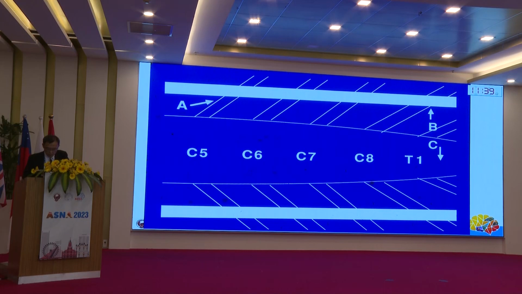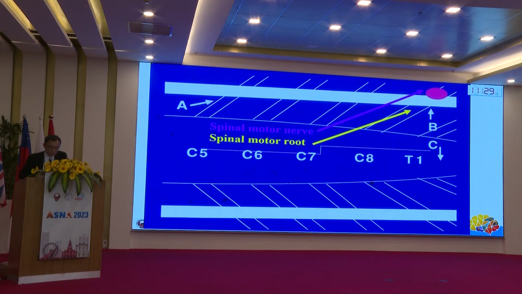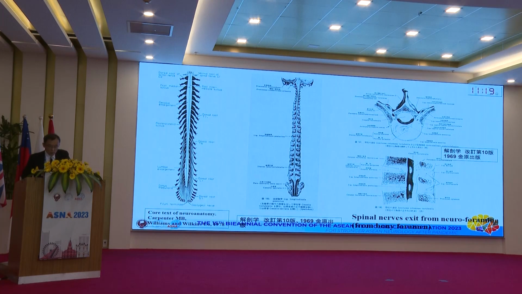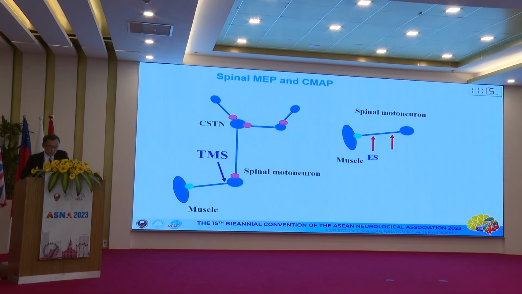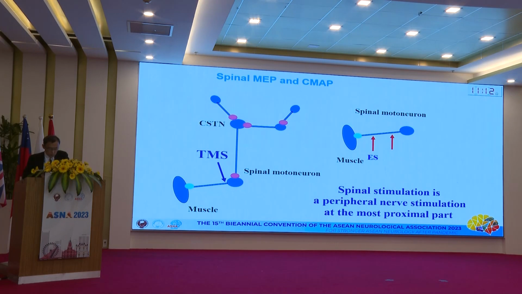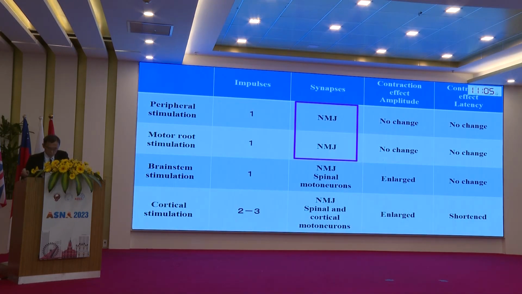So this is, say, the spine, spinal cord and motor root, and here is the spinal nerve. The activation site may be around here, a bit distal as compared to the spinal motor neuron innervating the muscle. So this is the hole. You see, that is the activation site, so the stimulation actually occurs here. So there is no difference from peripheral nerve stimulation, and the spinal latency is the same as the peripheral nerve.